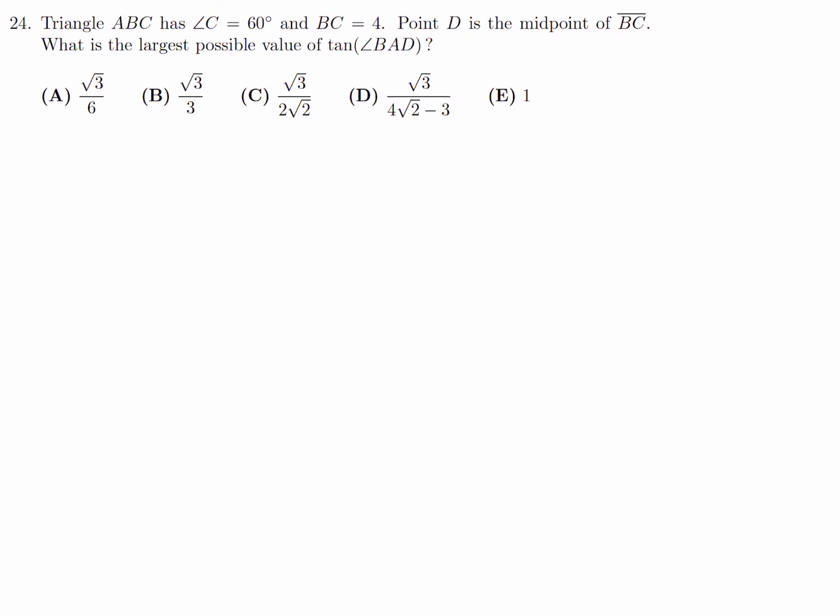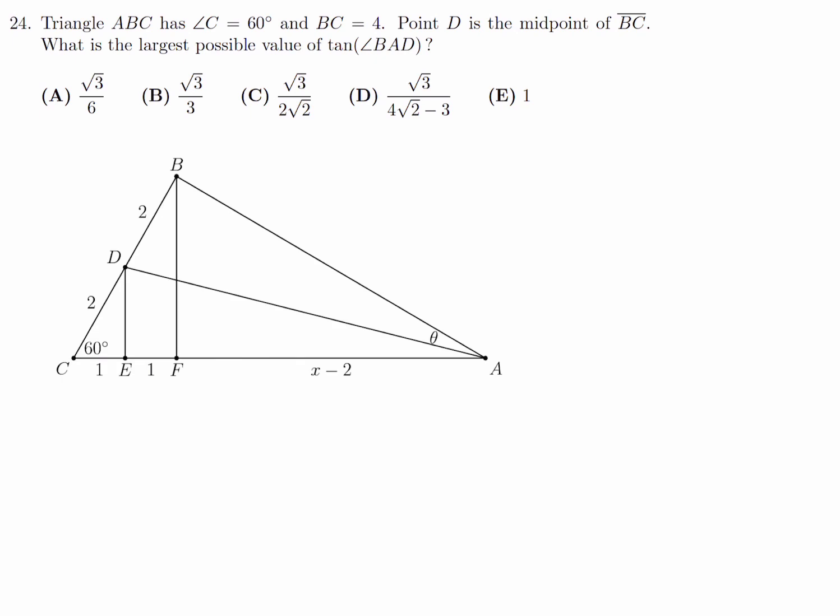Triangle ABC has angle C equal to 60 and BC equal to 4. Point D is the midpoint of BC. What is the largest possible value of the tangent of angle BAD?